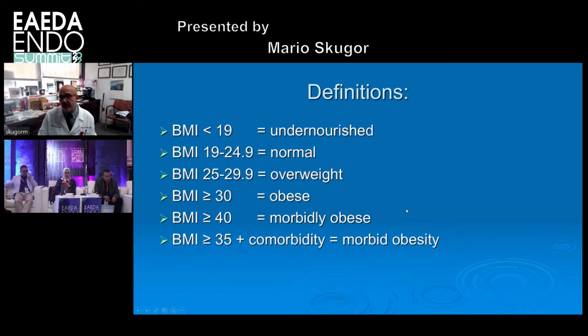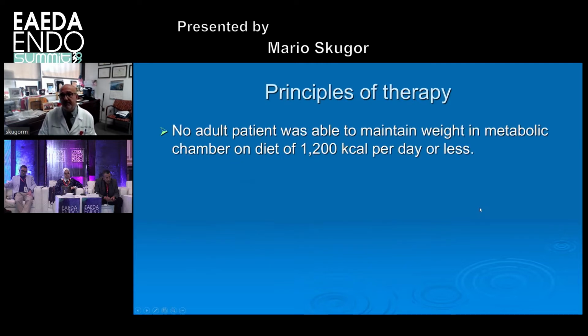And the definition of obesity is really BMI over 30. Now normal BMI is between 19 and 24.9. Once you go to 25 to 29.9, you are considered overweight. It's important to understand this because some of these people will qualify for medical weight management. Once you're over 40, we consider you morbidly obese. And even if you're 35, but you have a comorbidity that is influenced by weight, such as diabetes, hypertension, and so on, then morbid obesity is considered to be a BMI of over 35.